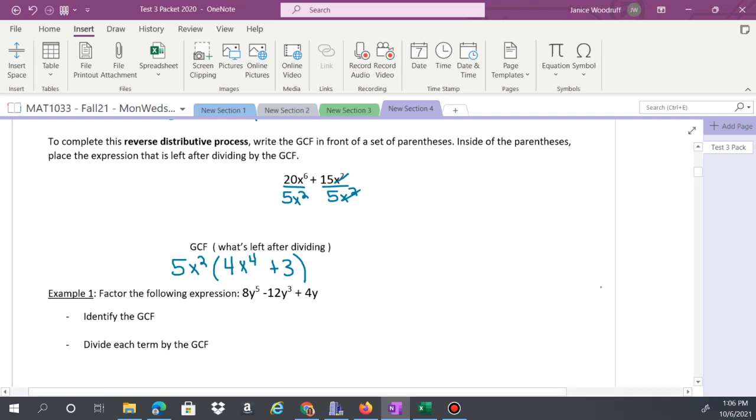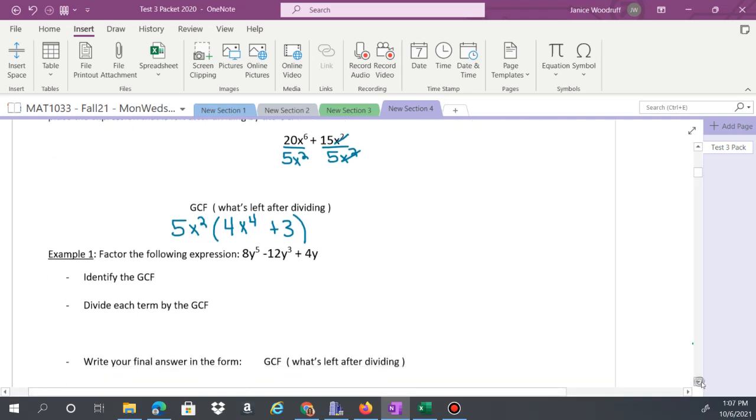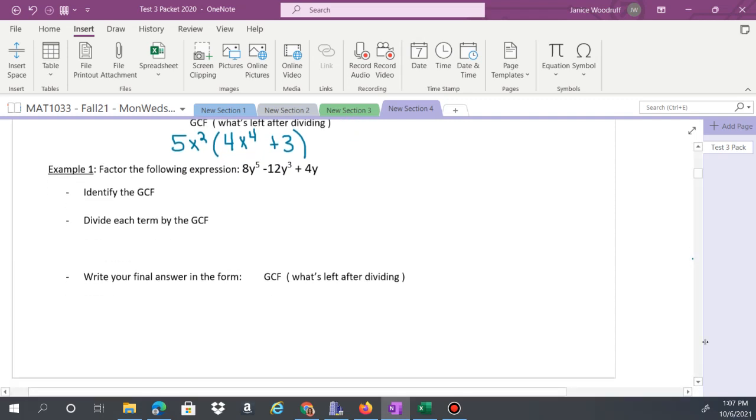So for example 1, we want to look at this: 8y to the 5th minus 12y cubed plus 4y. Look at the numbers first. 8, 12, and 4 are all divisible by what number? 4. They are all divisible by 4. Now let's look at the letters. Does each of them have a letter? Yes. What is the smallest exponent on all of those letters? 1. So for y to the first, we'll take just a y to the first out.